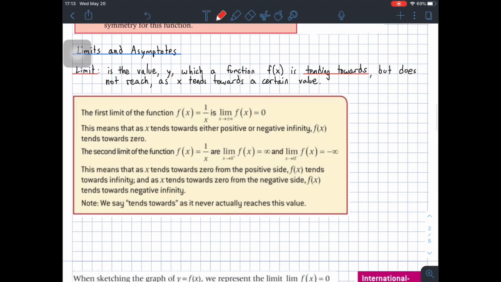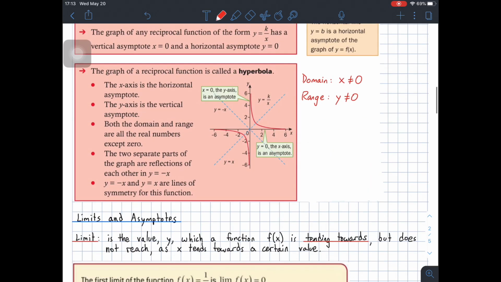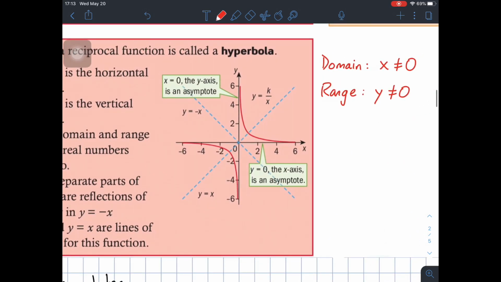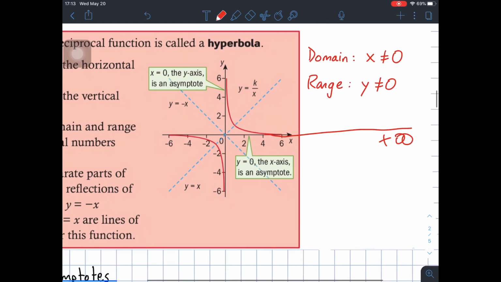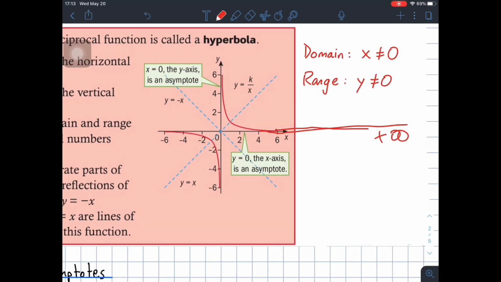So it says the first limit of the function f of x equals 1 over x, this is a reciprocal function, is the limit of the function when x approaches positive or negative infinity, and this is 0. Basically what this is saying is, if you look at this graph, if we keep on increasing the value of x until positive infinity, this function will reach a value which is very close to 0, right? Because it will keep on approaching the asymptote, which is 0.